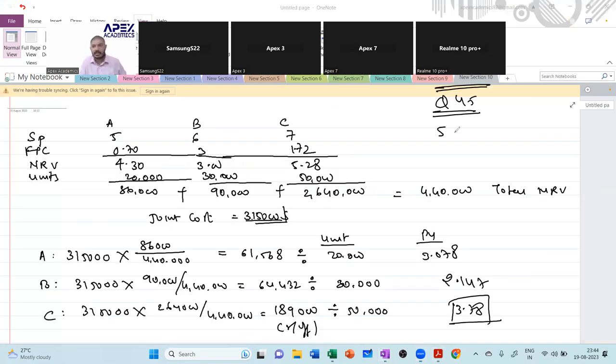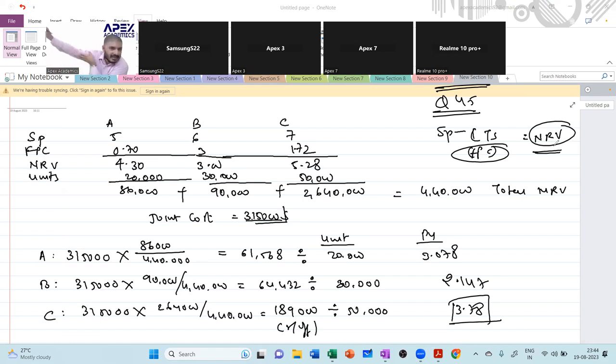Selling price minus cost to sell, also called further processing cost, will give me what? NRV. Are we clear on that? Yes or no? Please tell me. Yes, sir. Are we sure? Sure, sir.